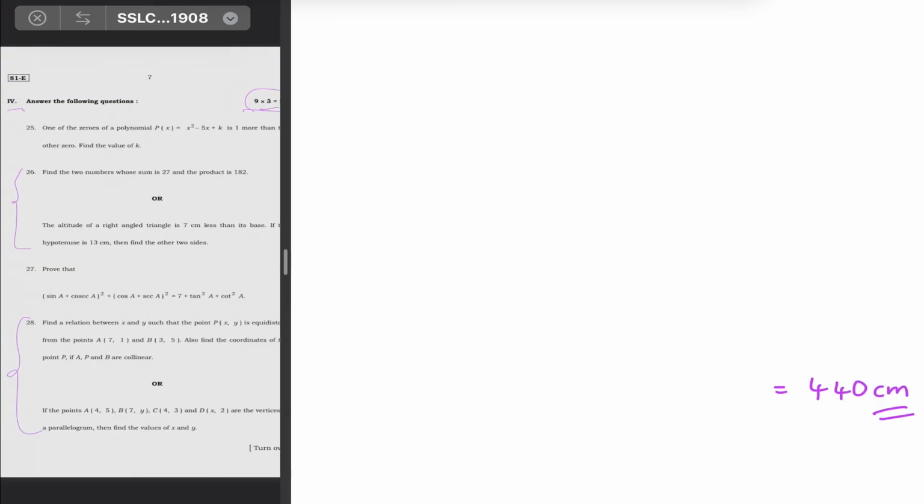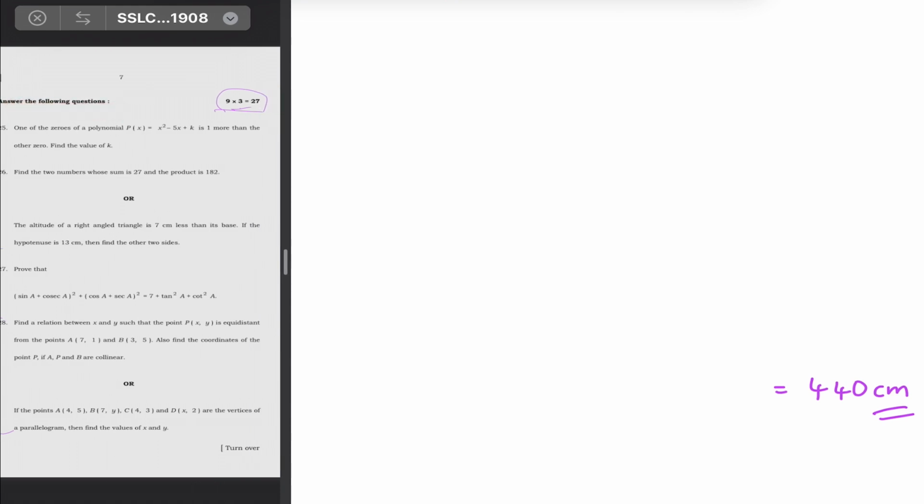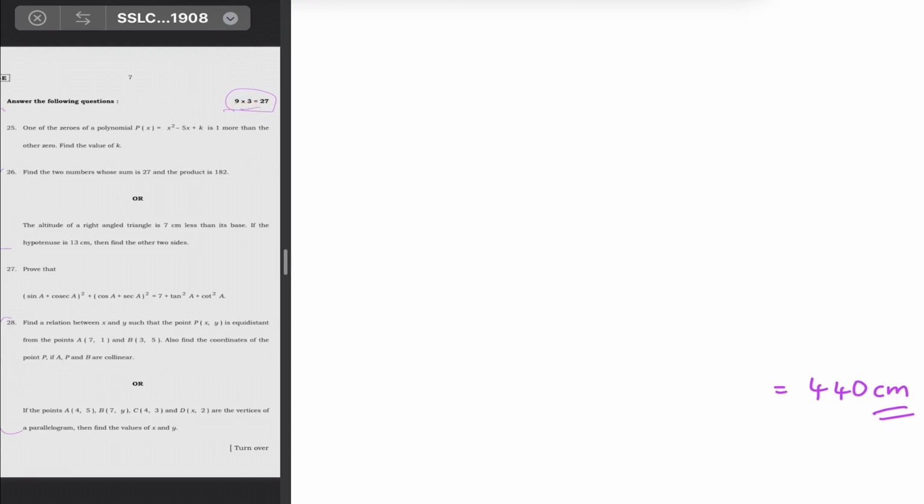We are solving fourth mean, which consists of 9 questions. Each question carries 3 marks. One of the zeros of the polynomial p of x is equal to x square minus 5x plus k is one more than the other zero. Find the value of k.